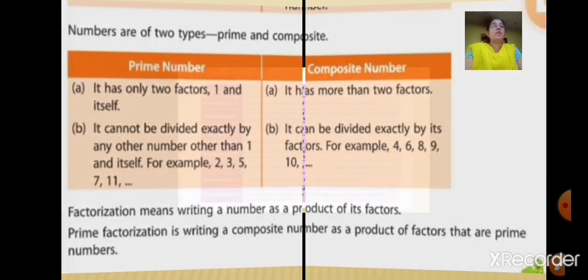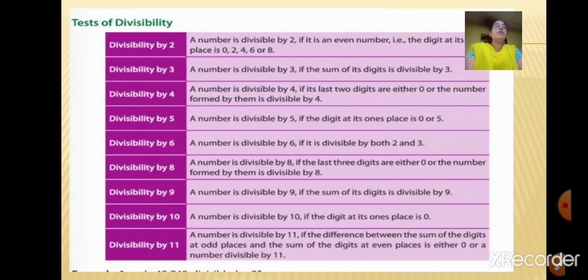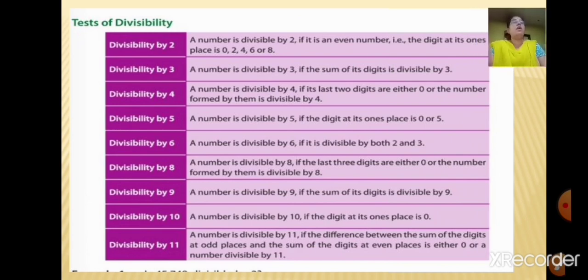Now children, we have learned about the tests of divisibility, that is to find out whether a number is divisible by another number. Suppose you want to know whether a number is divisible by 2 or 3 or 4, how will you make out?